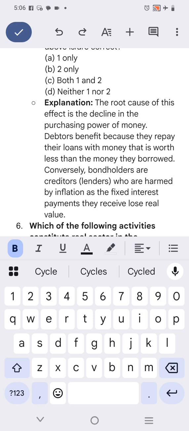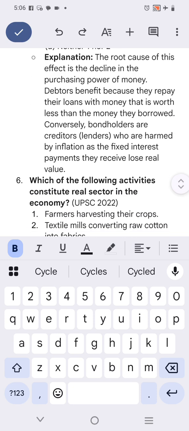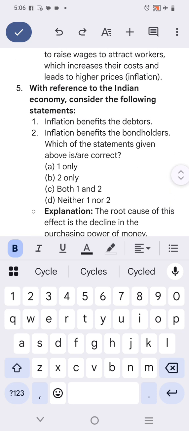Bondholders वो लोग हैं जिससे जब गवर्नमेंट को पैसा लेना होता है ना, तो वो बॉन्ड से पैसा उठाती है. ये भी हमने डिस्कस किया है. ये भी हमने प्रीवियस सेशन में डिस्कस कर चुके हैं. करेक्ट. ओके, सो इसका आंसर हमें समझ में आ गया कि पहला स्टेटमेंट करेक्ट है, तो वन ओनली इज करेक्ट.